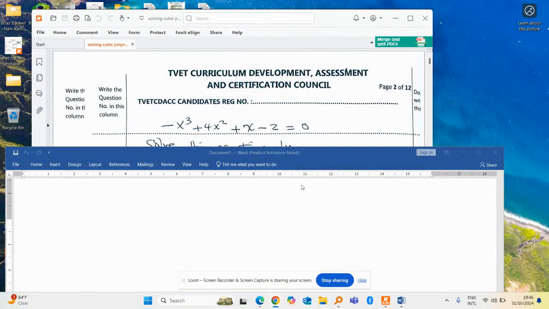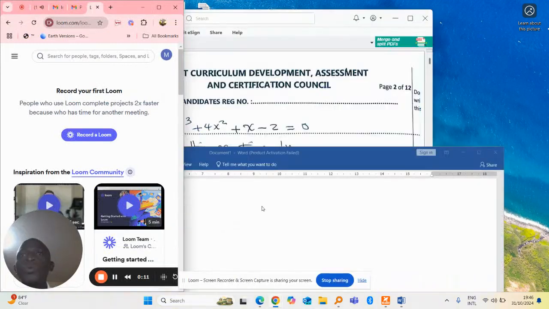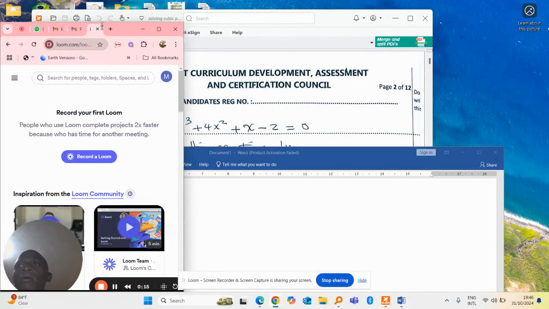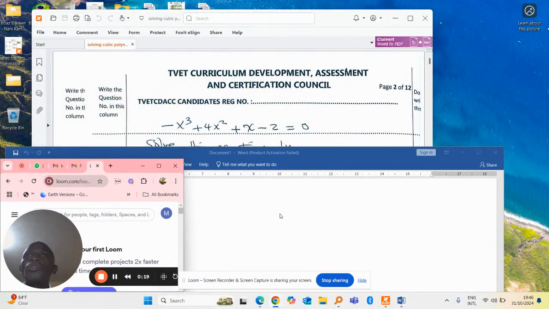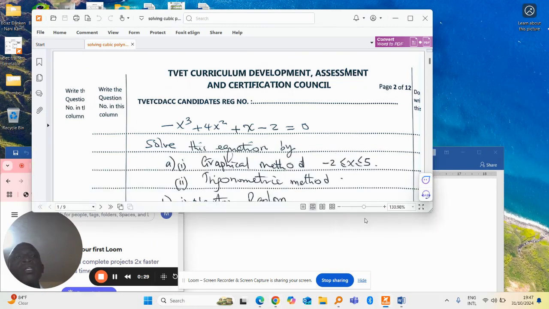Today we're going to share about having the ability to come up with a solution to a cubic function. Of course, we want to use different methods to be able to solve our cubic function.